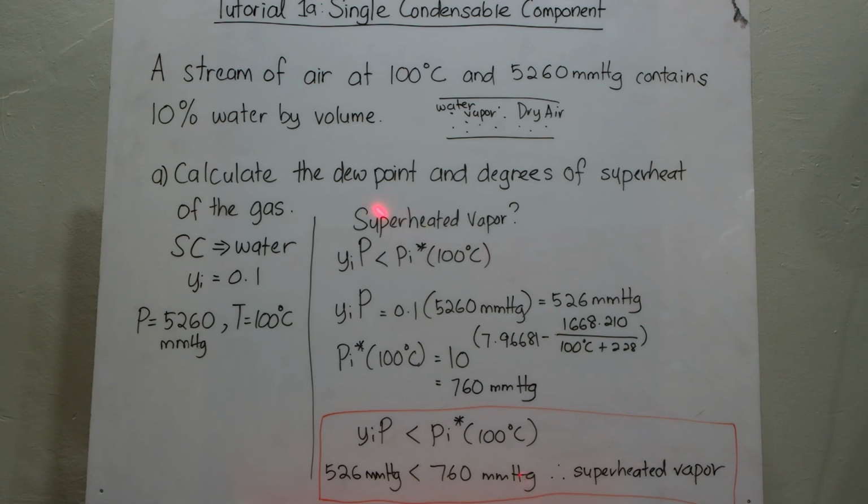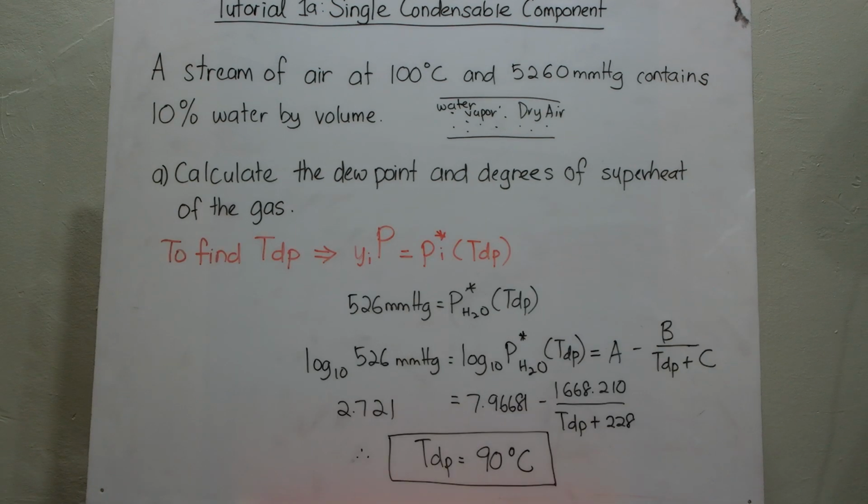Now let's calculate dew point, or the point where the superheated vapor becomes saturated vapor. To find dew point, we have to use rule number 4 from our previous lecture session. To find T dew point, the point where the superheated gas becomes saturated, T dew point is the point where superheated vapor becomes saturated vapor. So we have to use this equation.